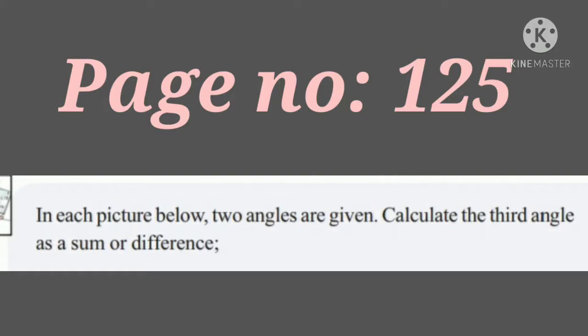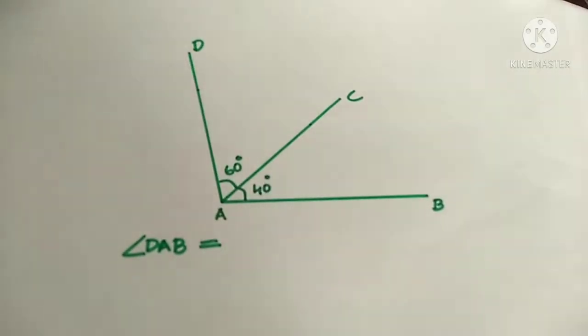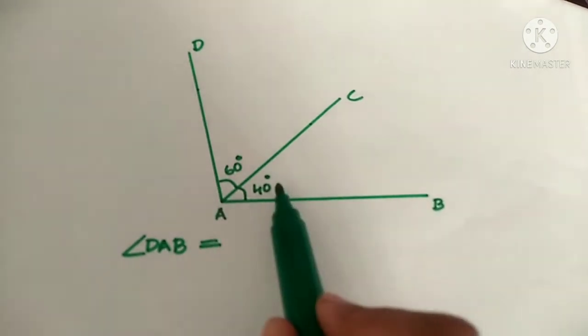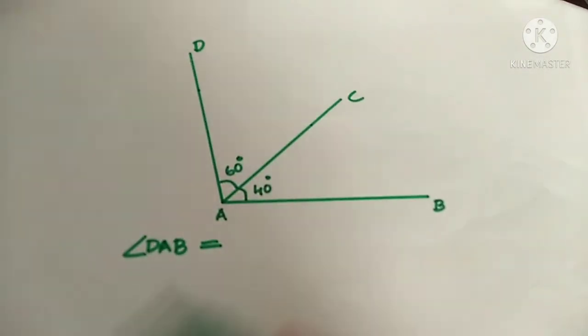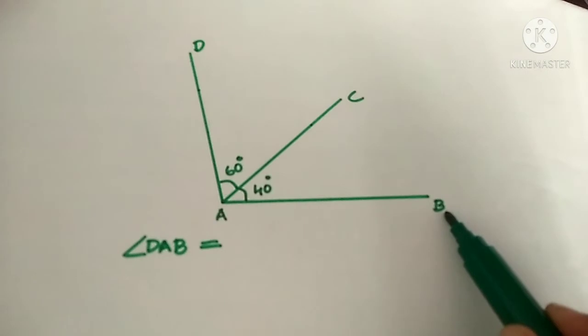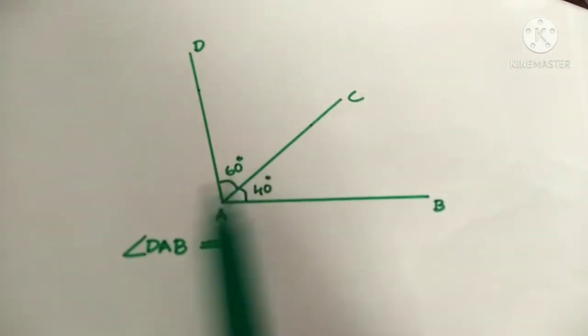Okay. Now let's do a question on page number 125. Question, in the picture below, two angles are given. Calculate the third angle as a sum or difference. See the figure? Here one angle is drawn on top of another and we have to find angle DAB. First angle and second angle is given. We need to find the third angle. First angle, angle CAB is 40 degree and second angle, angle DAC is equal to 60 degree.